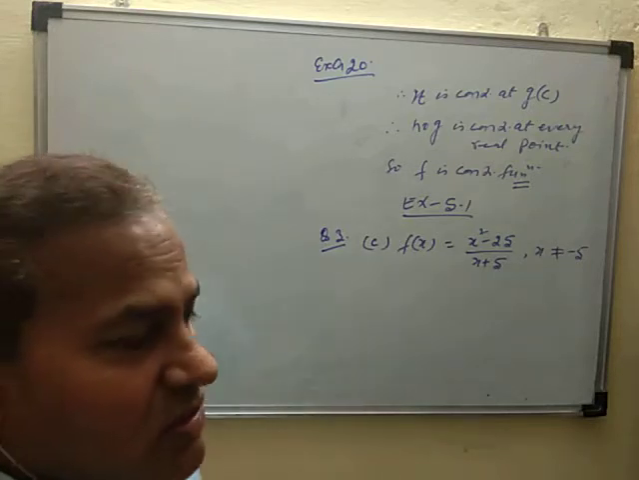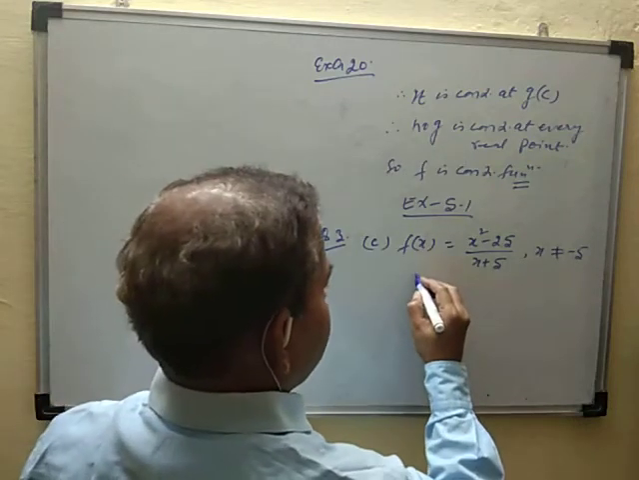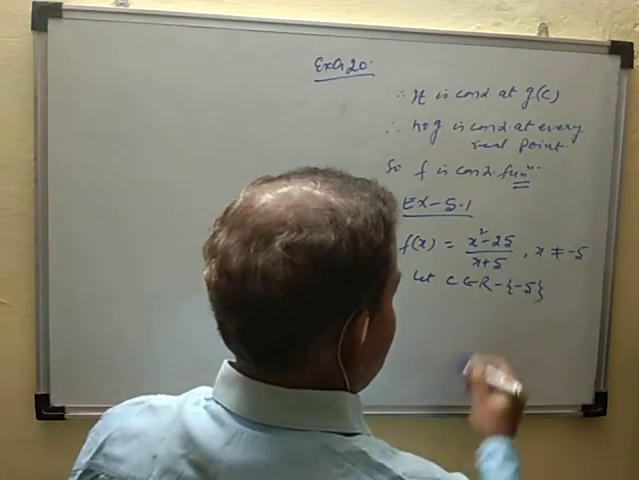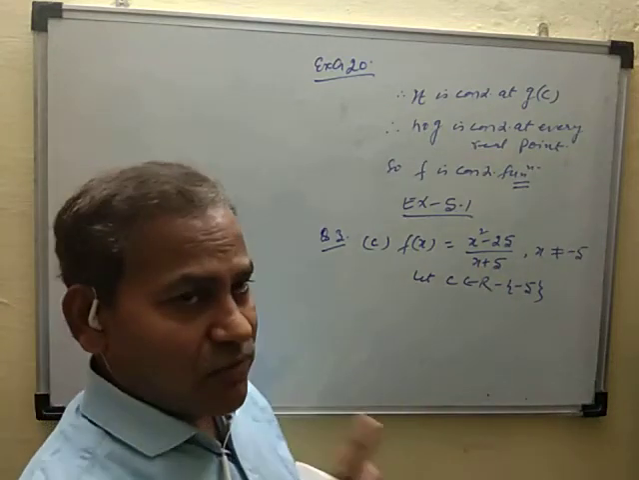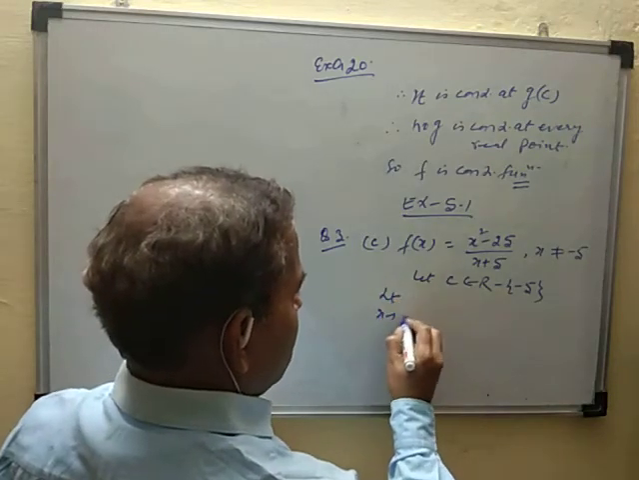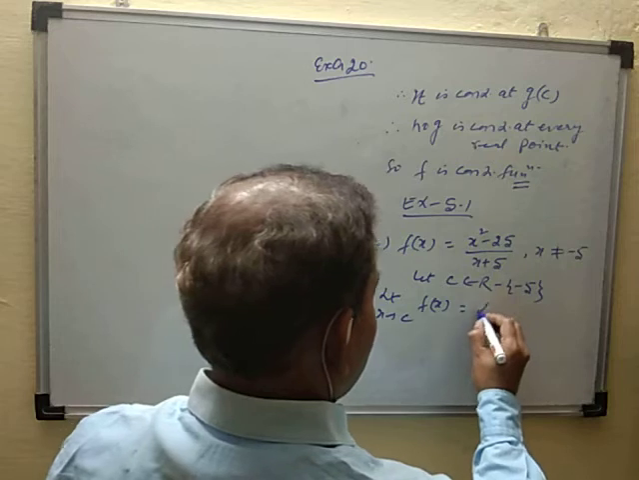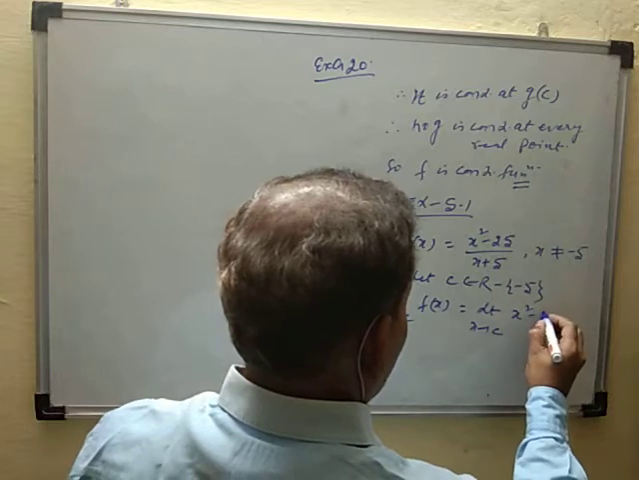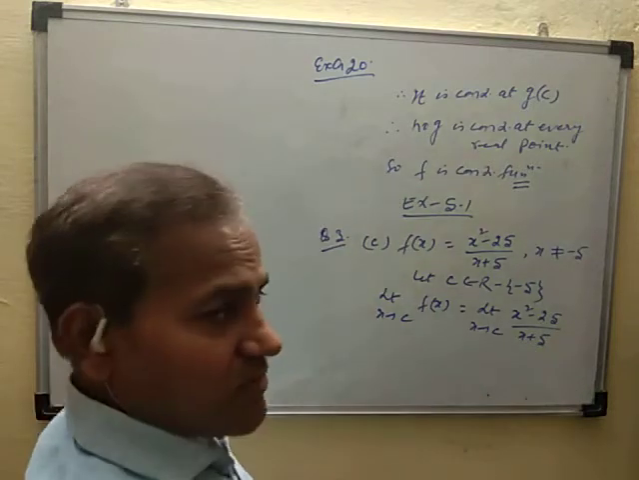What is the domain of this function? All the real number except -5. So let C be any real number except -5. This is the domain of this function because this function is defined for all the real value of x. So now find limit value. So limit x tending to C f of x is equal to limit x tending to C f of x value x square minus 25 upon x plus 5.